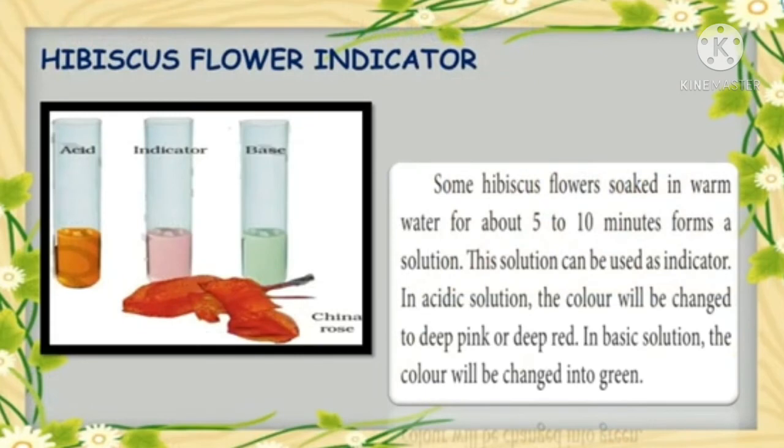Hibiscus flower indicator. Some hibiscus flowers are soaked in warm water for about 5 to 10 minutes to form a solution. This solution can be used as an indicator. In acidic solution, the color will change to deep pink or deep red. In basic solution, the color will change to green.